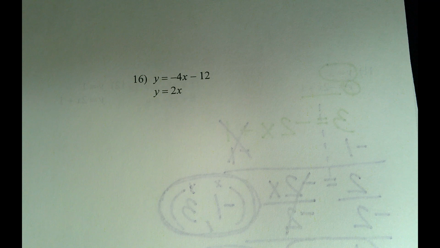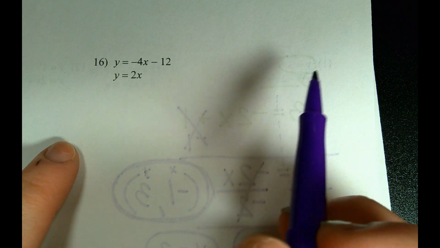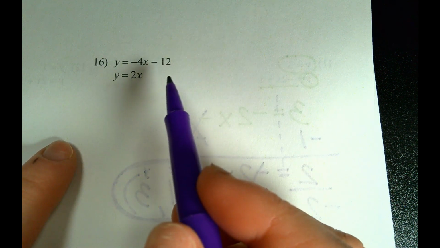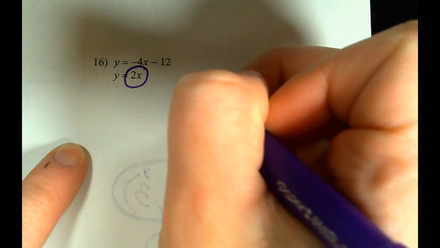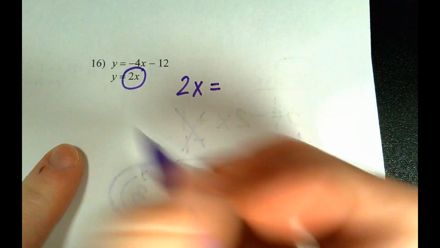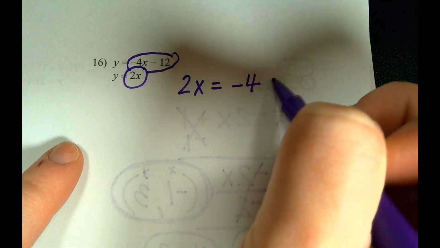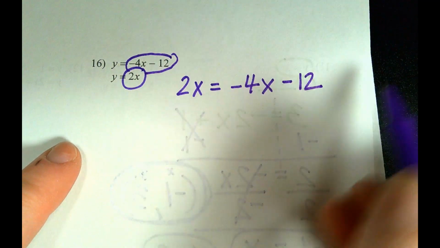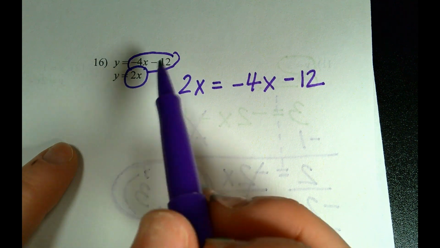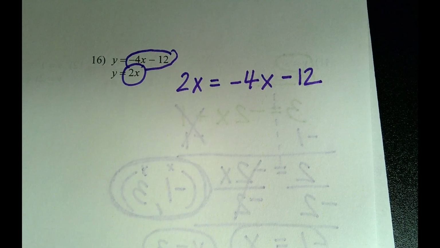So, first things first, we want to solve for x. How do we start this problem? 2x. Perfect. Equals the other side here. Negative 4x minus 12. We're just taking the second half of each equation, rewriting them with an equal sign in between.